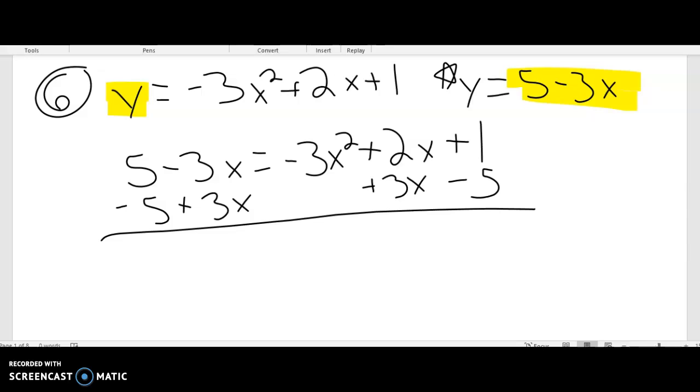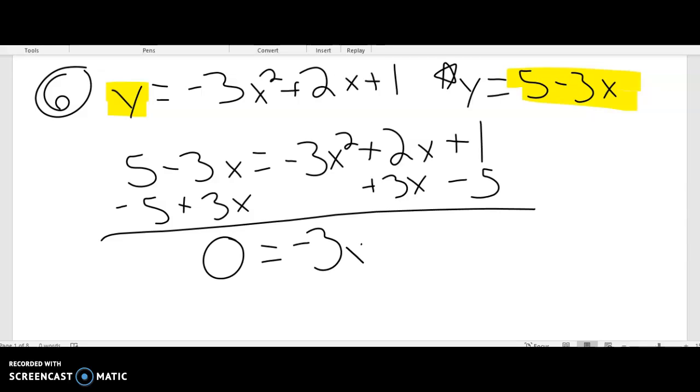But we're at the point, I think, in our mathematical careers that we should be able to do that. But please continue to write it out. And if you're not comfortable doing that, then take the time to do each step, okay? So 5 minus 5 is 0, and negative 3x plus 3x is 0. So we're left with 0 on this side, which is good because that's what our goal is.